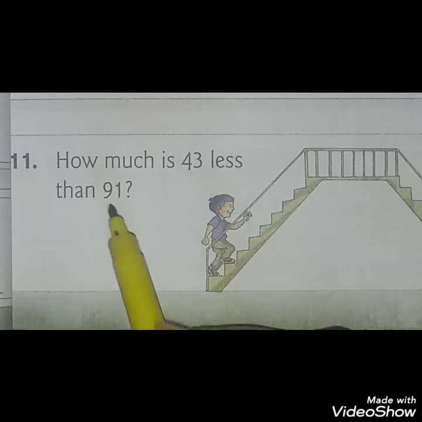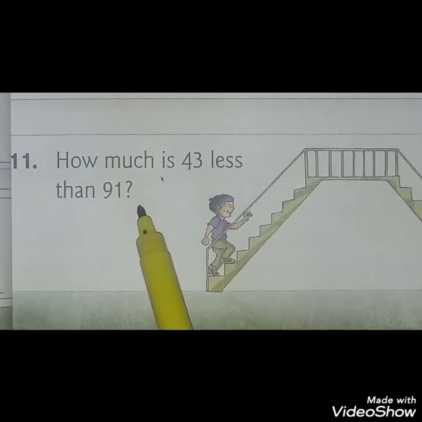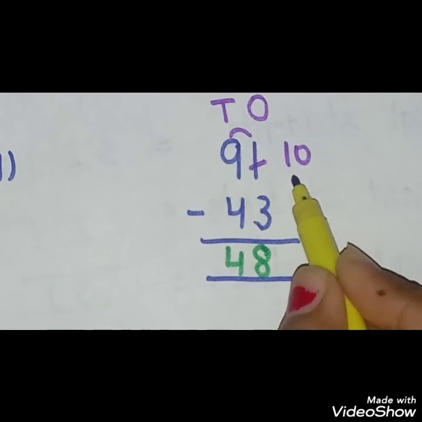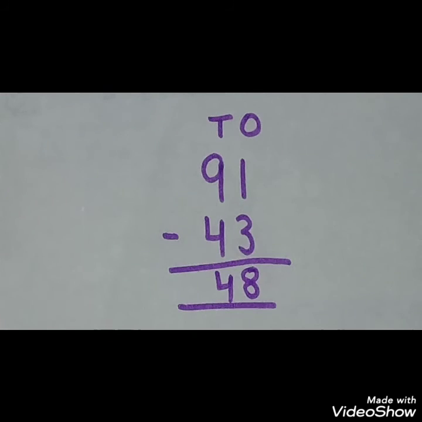Our next sum is, students, how much is 43 less than 91? You have to find out how much less 43 is than 91. Okay students, let's do this. So students, we have to find the difference between 43 and 91. So we have to subtract in this sum. We write 91 and 43 and then subtract.